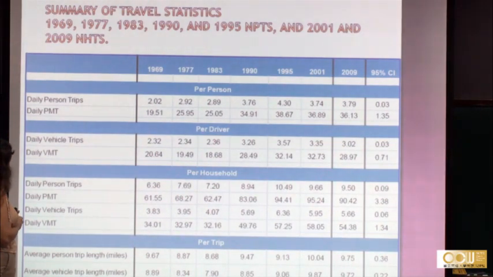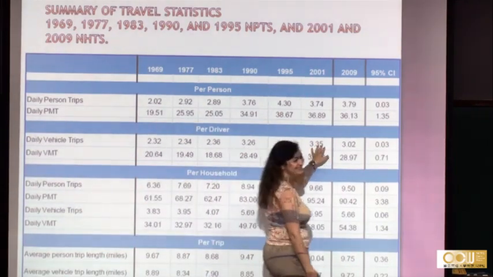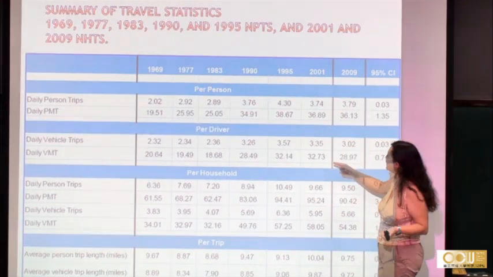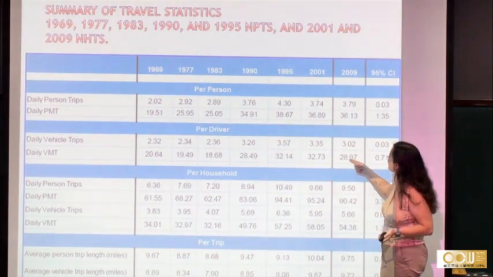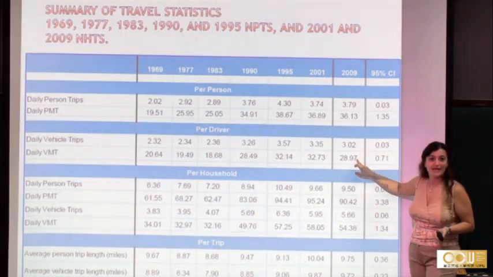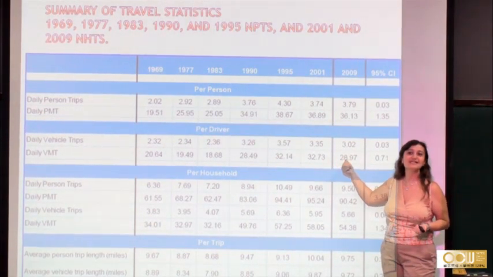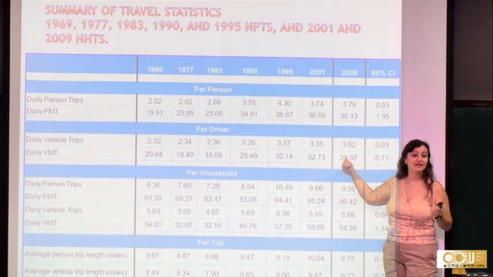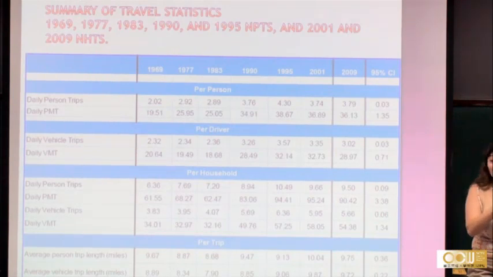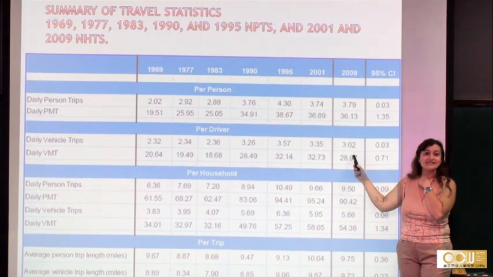PMT, person miles traveled, daily vehicle trips, not surprising, many of these are by car, right? This is the United States. Daily vehicle miles traveled, again, you see a decrease in 2009 with respect to 2001, and this is the 2008 crisis. I told you that in 2008 the fuel price doubled, and you see that there is an effect, right? It's a small effect, but there is an effect.